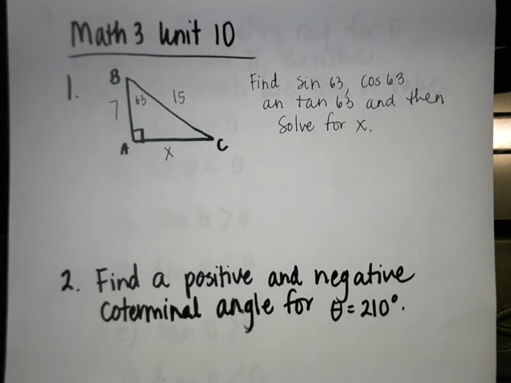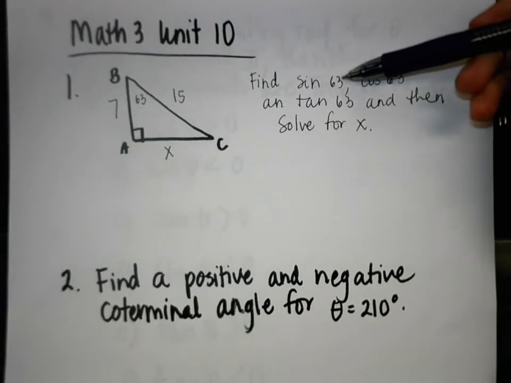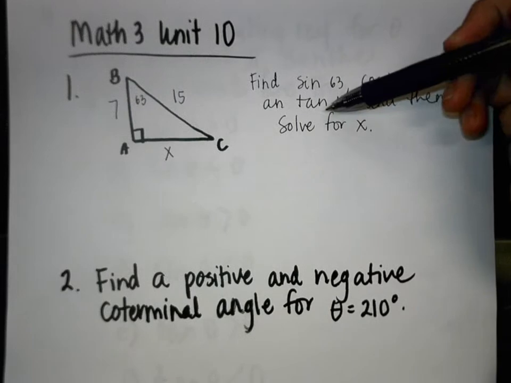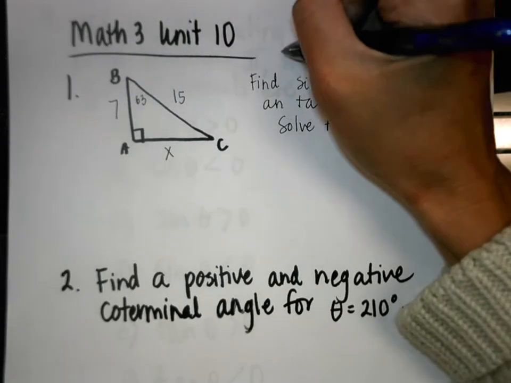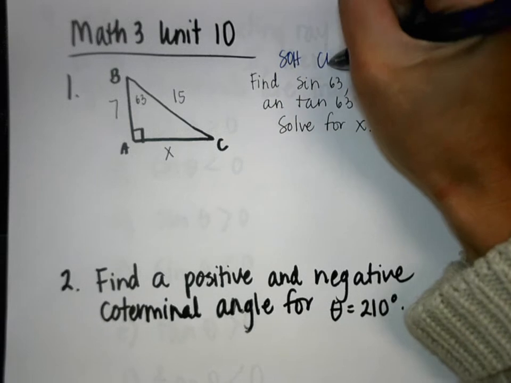Math 3, Unit 10, Whiteboard Review. Find sine of 63, cosine 63, and tangent of 63, and then solve for x. The first thing we need to remember is SOHCAHTOA.